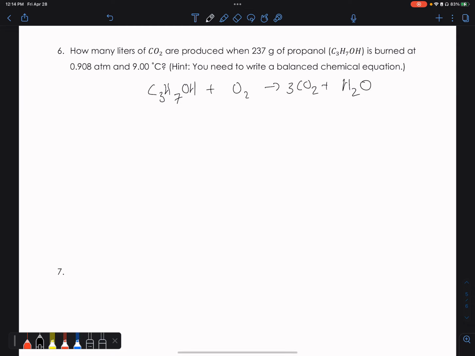And to balance this, we're going to have to do a couple things. So we need 3 carbons, and then it's easy to miss this, but there's hydrogens here and there's a hydrogen there. So that's actually 8 hydrogens. So this is a 4 to make the hydrogens line up. And now that's 6 oxygens, 4 oxygens, so we can just put a 5 here.